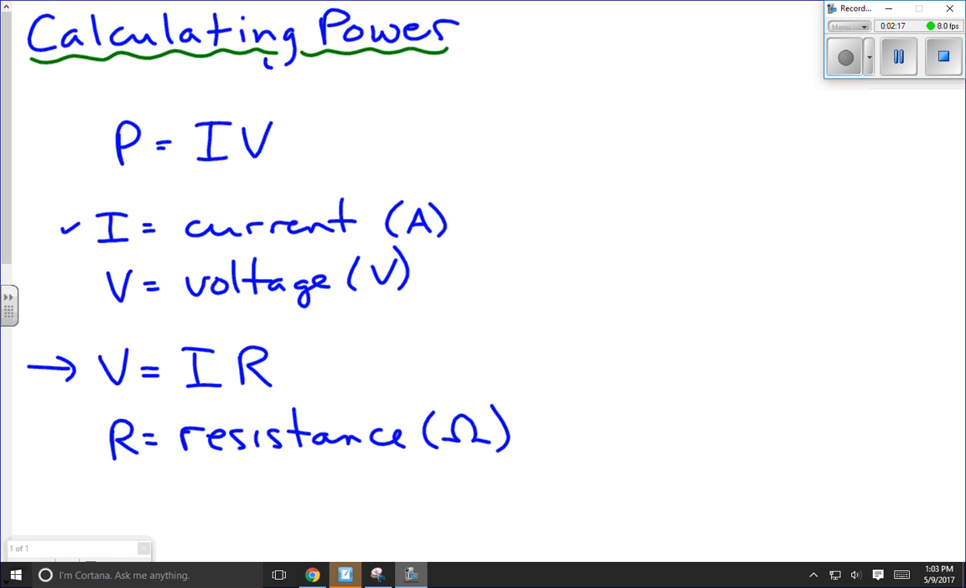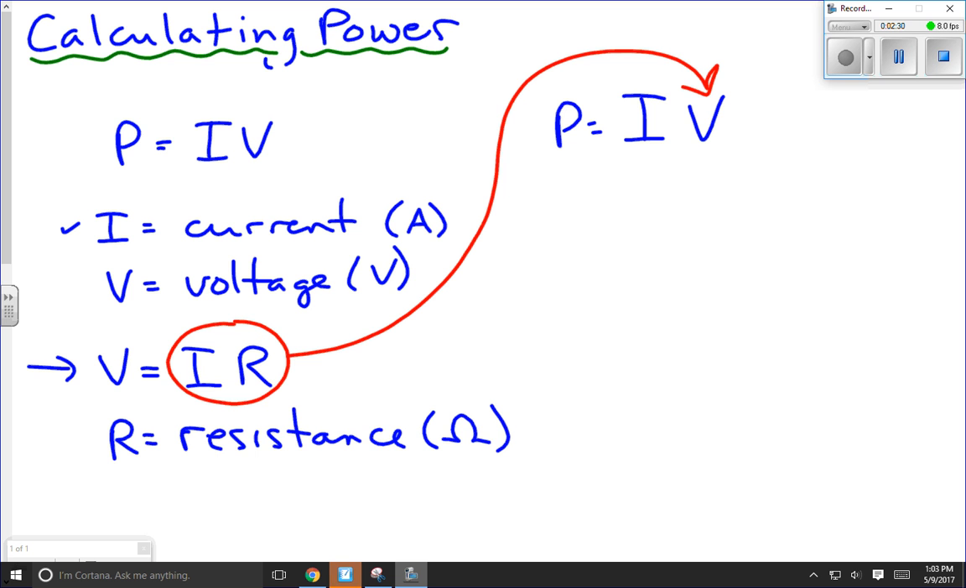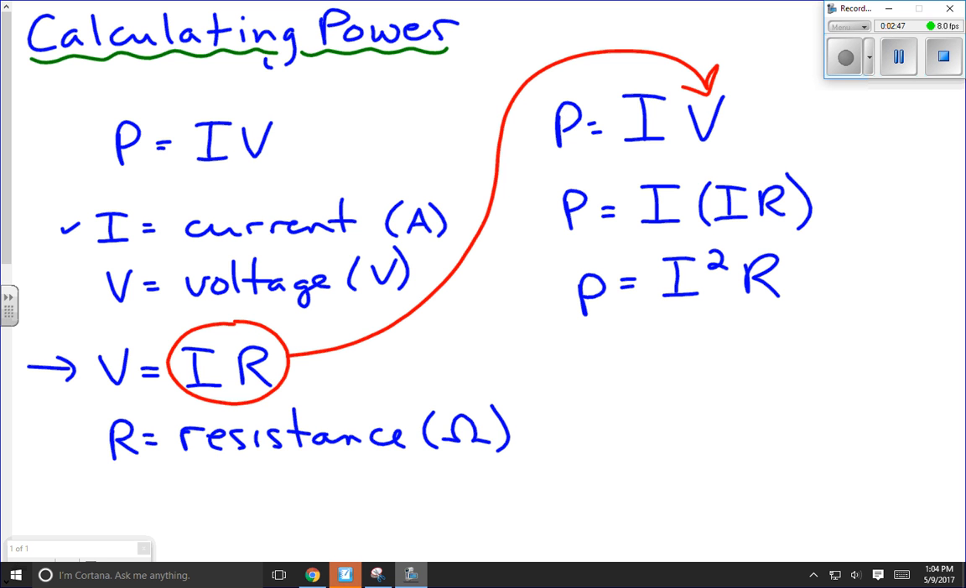If we have P equals IV, but we know that V is equal to IR, then I can just substitute IR for V. So P is equal to I times IR, therefore P is equal to I squared R. We can derive that formula, which means we can calculate power even if we don't know voltage. As long as we know current and resistance, we can find power.